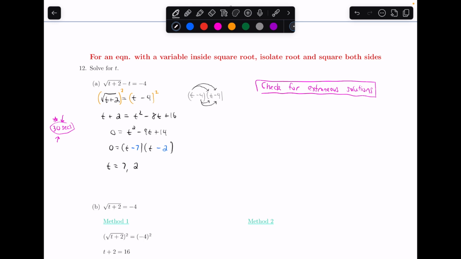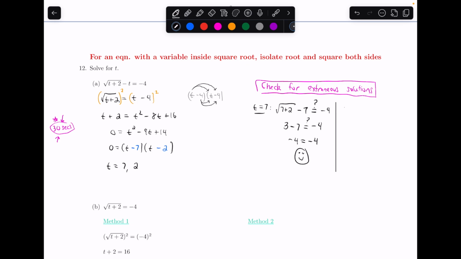Let's plug in t equals 7 and t equals 2 into the original equation. If I plug in 7, I'll get the square root of 7 plus 2 minus 7, and I'll put a question mark on the equal sign because I don't know if it will actually work, equals negative 4. So I get the square root of 9, which is 3, and 3 minus 7. Does that equal negative 4? Yes, I get negative 4 on both sides. So this works, and I'll put a smiley face.